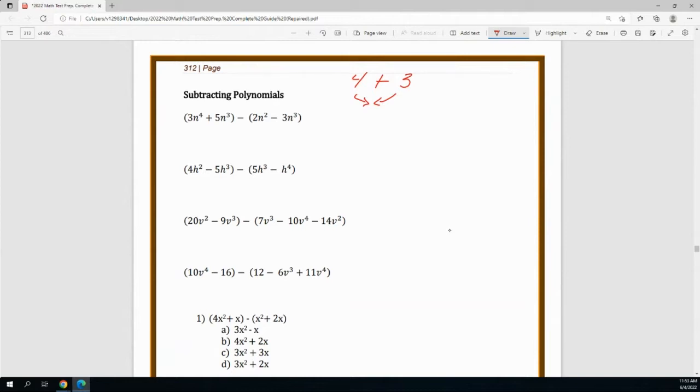Let me make sure I'm saying that right. Yeah, the associative property of addition says that 4 plus 3 is the same thing as 3 plus 4. It doesn't matter. But that rule, you can't do that with subtraction. If I have 4 minus 3, that is not the same as 3 minus 4. These answers are not the same. 4 minus 3 is a 1, and 3 minus 4 is a negative 1. Those two things are not the same, which means that you cannot just combine like terms.